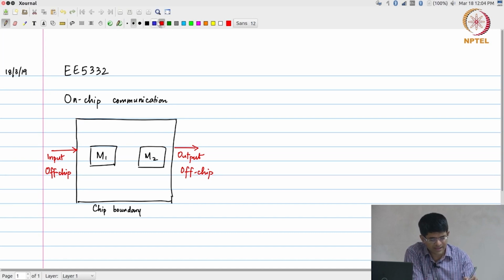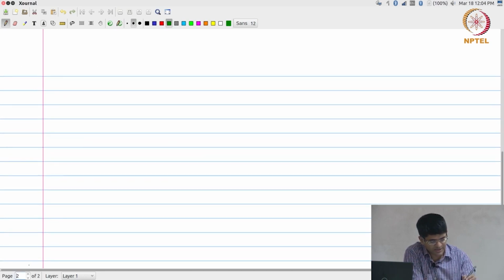So now what we are saying, in other words, is we are interested in this problem: how do I communicate between M1 and M2? That is the simplest form of on chip communication that we can think of, two modules that need to transfer data back and forth between each other. So at the simplest level, what we could think of is something like this.